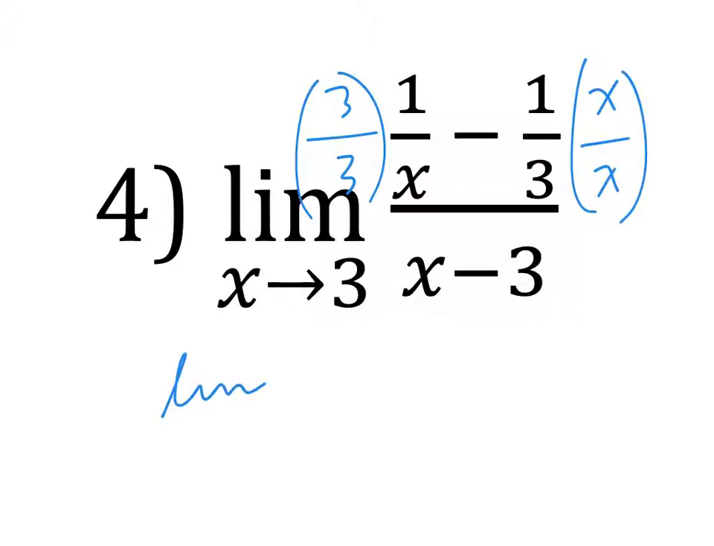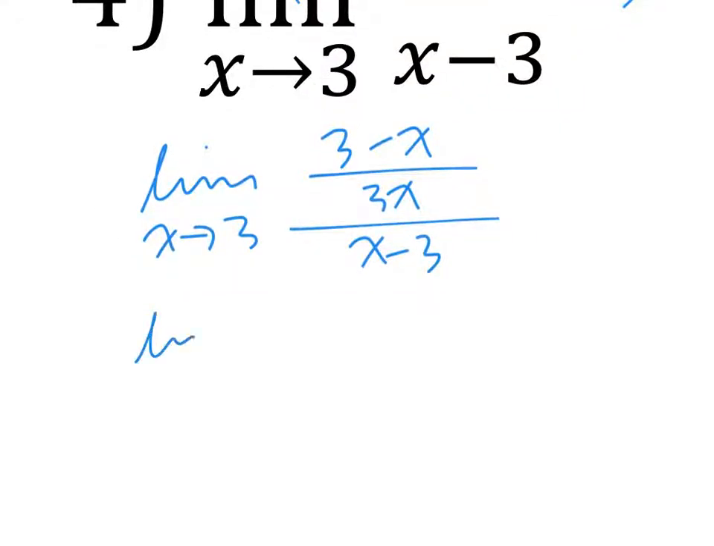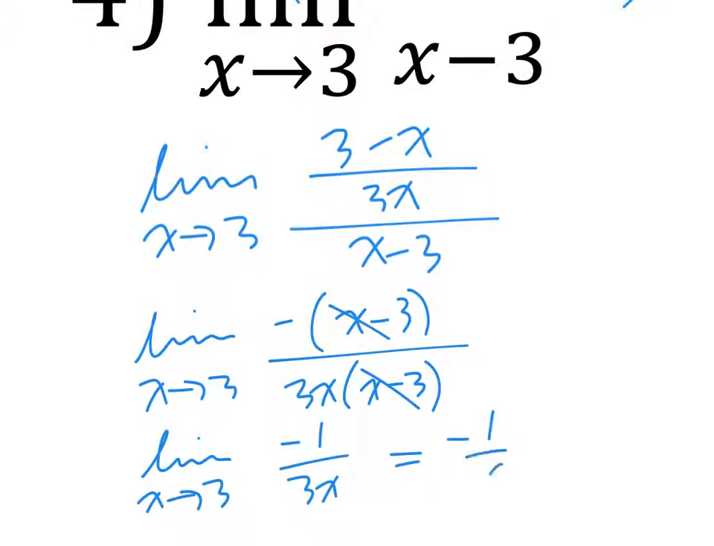Limit as x goes to 3 of 3 minus x over 3x over x minus 3. So you can see that x minus 3 is probably going to cancel, but it's just in the wrong order, so we're going to have to change that direction. So take the negative out, x minus 3 over, and hopefully you remember that two denominators will combine. So that is 3x times x minus 3. So that cancels, so we have a limit as x goes to 3 of minus 1 over 3x, so the answer is minus 1/9.